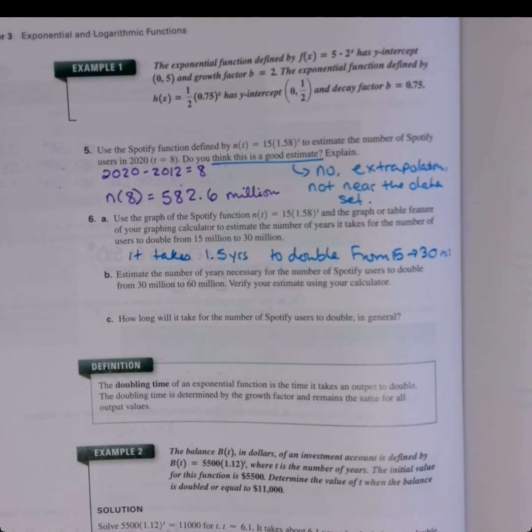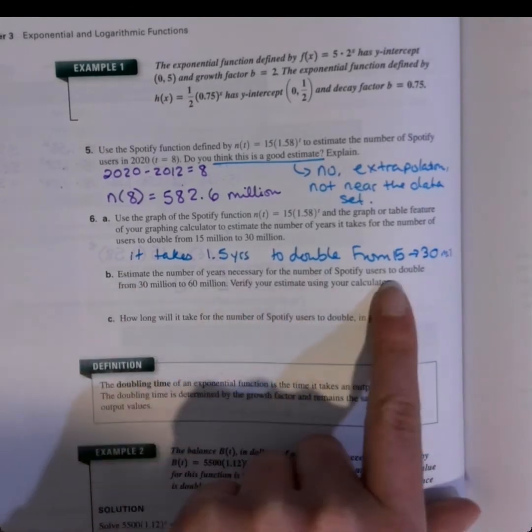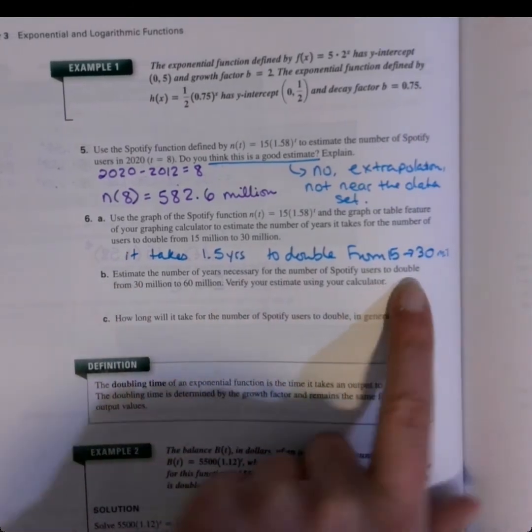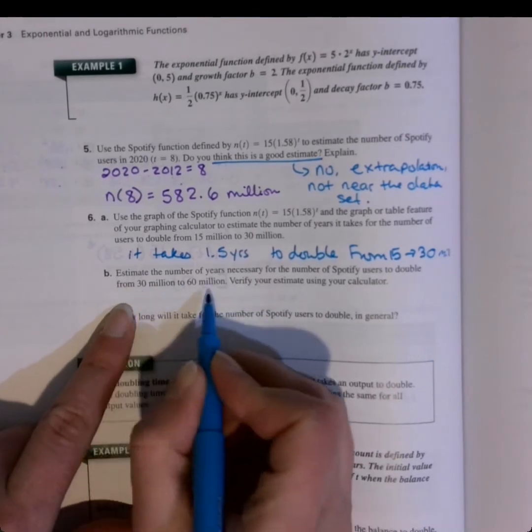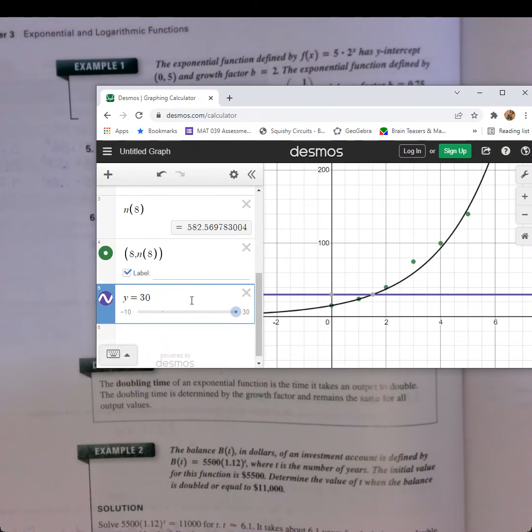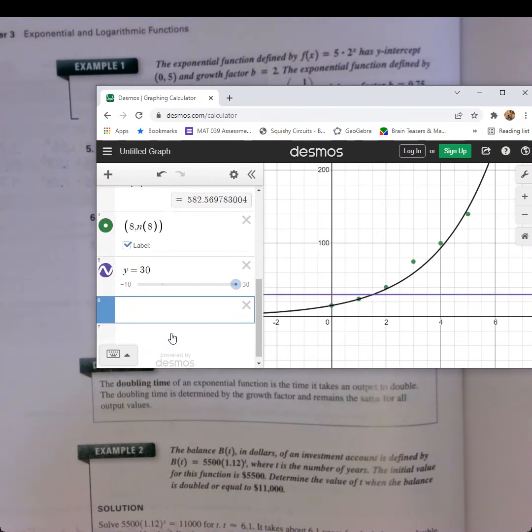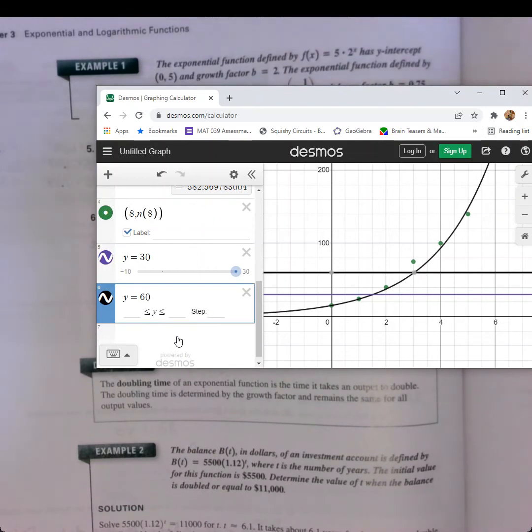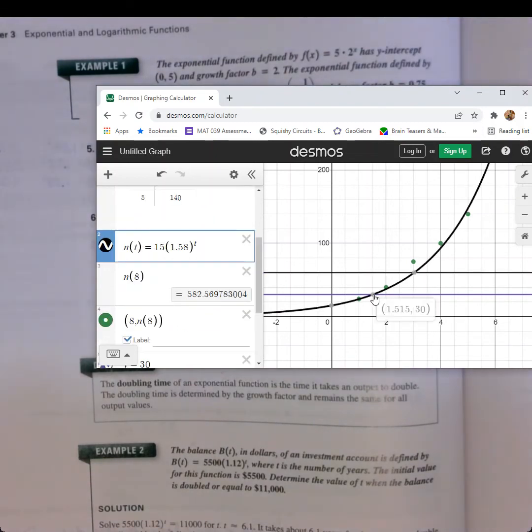Now we're going to estimate the number of years necessary for the number of Spotify users to double again, but this time we're going to double from 30 million to 60 million. I already have 30 million graphed. Let's graph 60 million, y equals 60. All right. So we're at 1.515 and we're at 3.031. And I just want to know how long it takes to get from here to there.